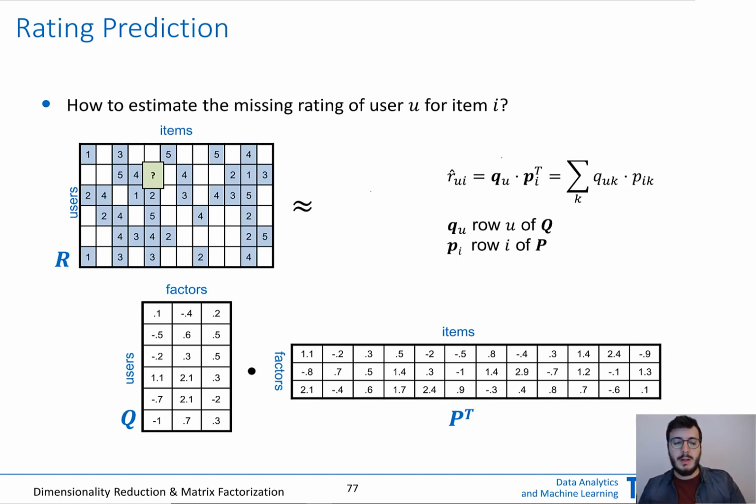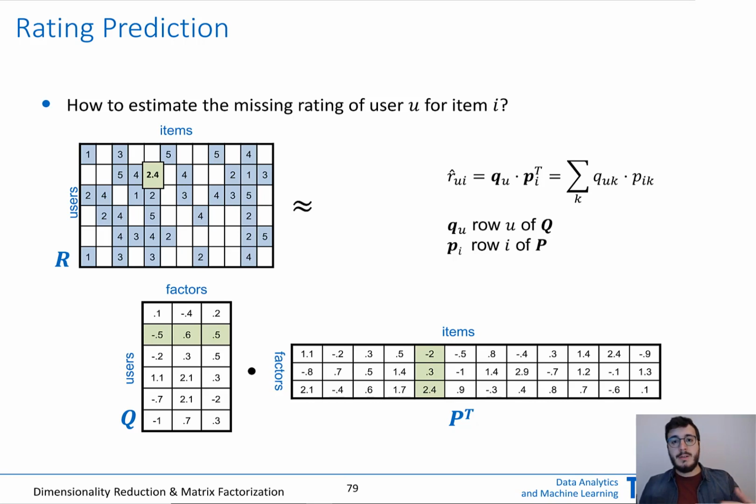Let's work through one numerical example, and let's say we're trying to find the prediction for the rating that user 2 will give to item number 5. Well, we simply take the second row of Q, because this is the factor corresponding to the second user, and the fifth column of P transpose, because this is the factor that corresponds to the fifth item, take the dot product, and we see that in this case it evaluates to 2.4.